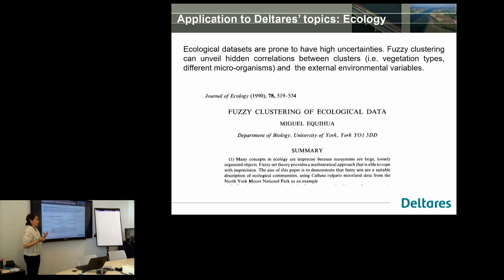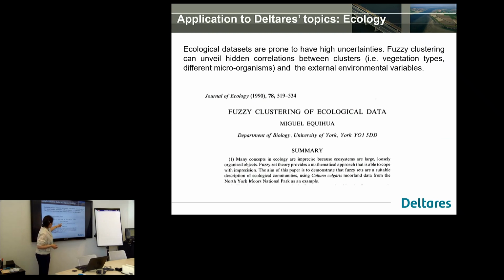Since clustering is very useful to get hidden trends in your data, it can be very useful for different problems within Deltaris. Here I am just going to mention a couple of them. For instance, in ecology, a lot of ecological data sets are prone to have a lot of uncertainties. So you can use clustering, for instance, to unveil hidden correlations between your environmental variables and a certain type of organism. As an example, this is taken from the literature.